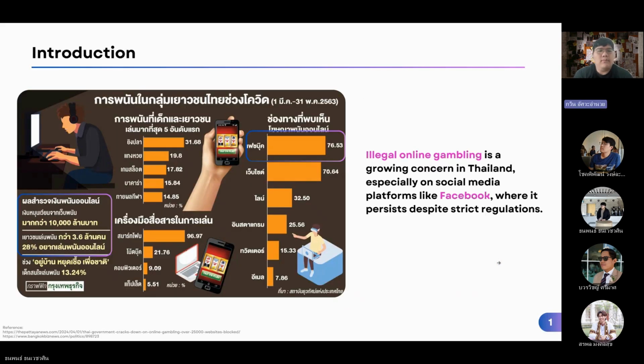From the picture, you can see that during the COVID period, online gambling had more than 10 billion Thai baht in circulation. And you can see that the channel for online gambling advertisement is mostly Facebook. Importantly, more than 3.6 million young people, up to 28%, want to play online gambling.